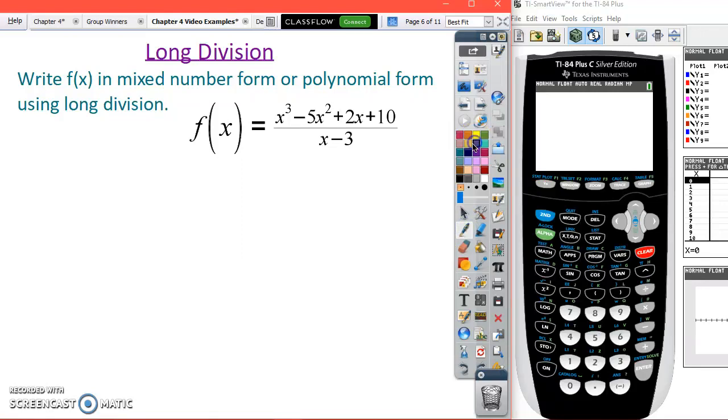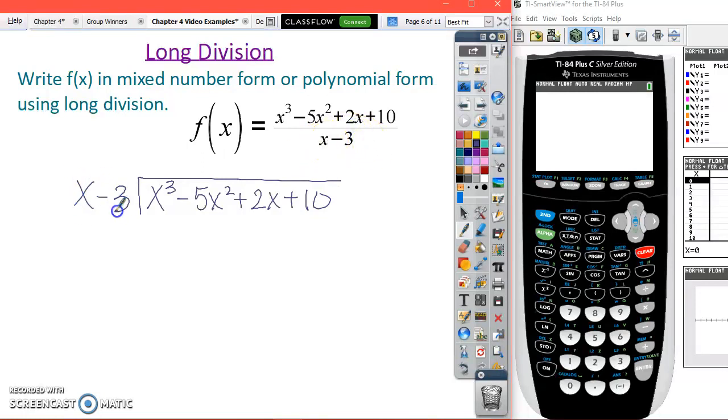In this problem, we're going to use long division to divide these two polynomials to write it in a different form. So we're starting with a cubic divided by a linear term. So we're going to put the cubic underneath the divisor bar. So we will have x cubed minus 5x squared plus 2x plus 10. And what you're dividing by is going to go on the outside.